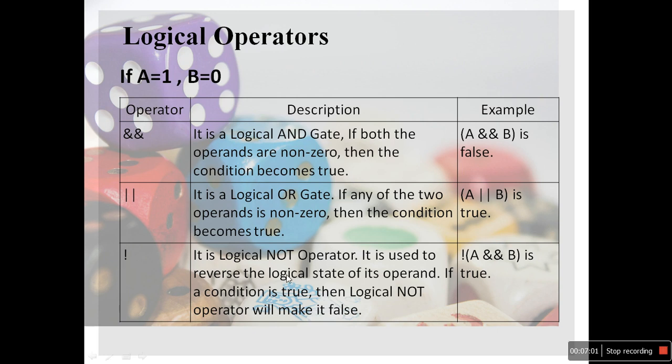If I talk about the last operator, that is the not equals to, the not operator, it is used to reverse the logical state of its operand. It means if my result is 1, it will give 0. If my result is 0, it will give 1.